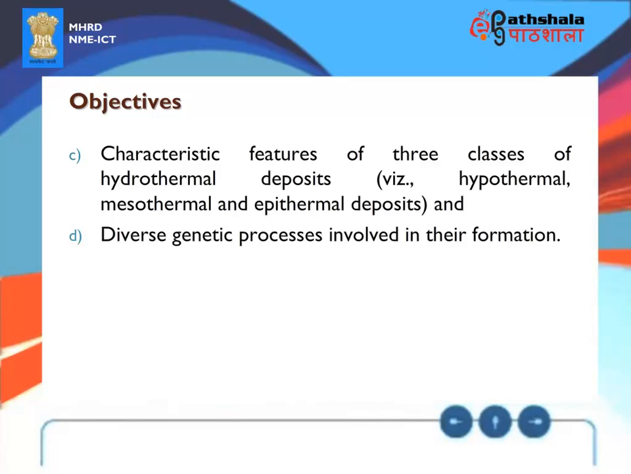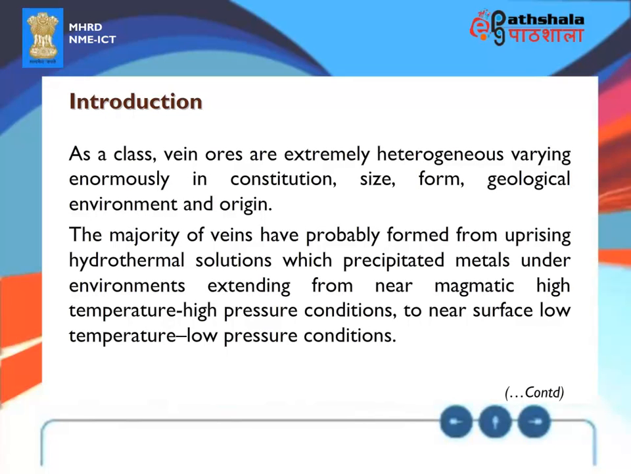in their formation. Introduction. As a class, vein ores are extremely heterogeneous, varying enormously in constitution, size, form, geological environment, and origin. The majority of veins have probably formed from uprising hydrothermal solutions which precipitated metals under environments extending from near magmatic high temperature, high pressure conditions to near surface low temperature, low pressure conditions.